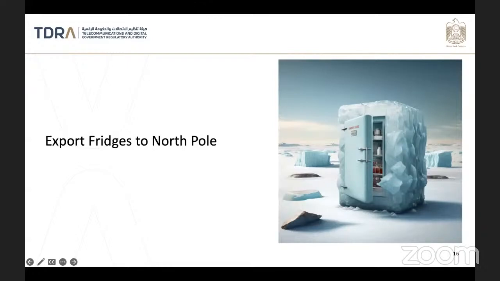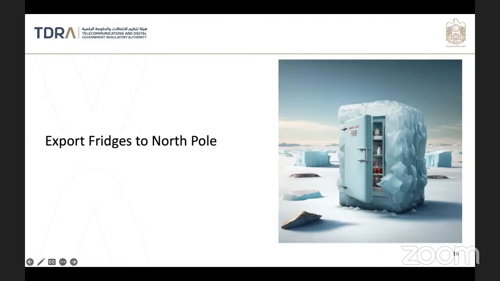Is it different now after those explanations? Can we export fridges to the North Pole? Will people there buy it? The answer is yes, because they cannot eat frozen food, man. They will need the fridge. Even in the North Pole, they will need the fridge. So although this idea seemed to be very bad at the beginning, now it looks good, actually.